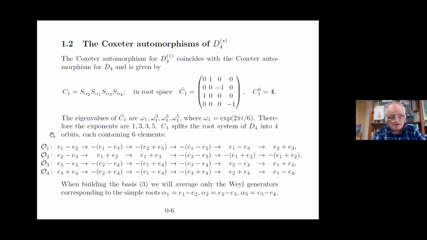And now if we consider the action of this Coxeter automorphism on the root system of D4, we get that it splits this root system into 4 orbits, with 6 elements in each of these orbits. They are given here.